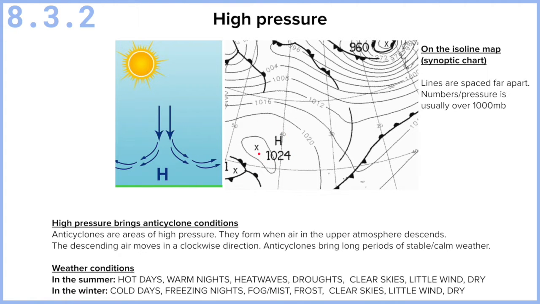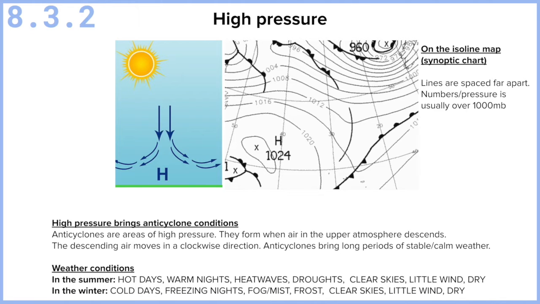and it brings long periods of stable, calm weather. So it'll bring us our warm, sunny weather. There'll be no clouds in the sky, just as this picture represents, because all that air is descending. So in the summer, that's going to bring us warm days. It'll bring us heat waves. Might even bring some droughts if we get high pressure for a long time.